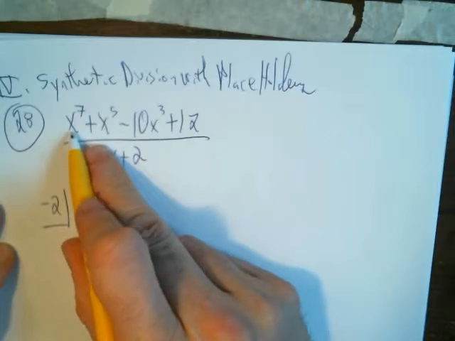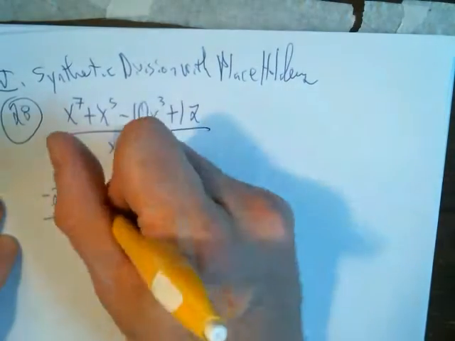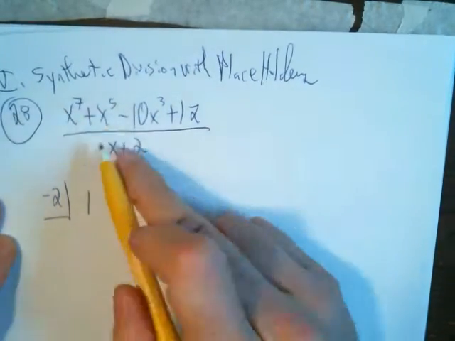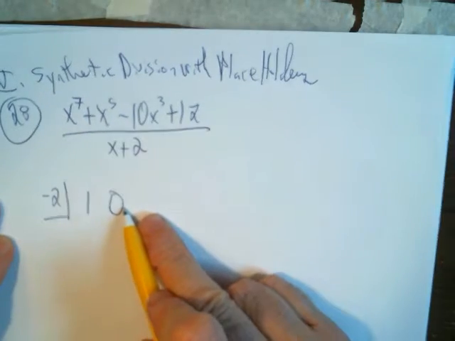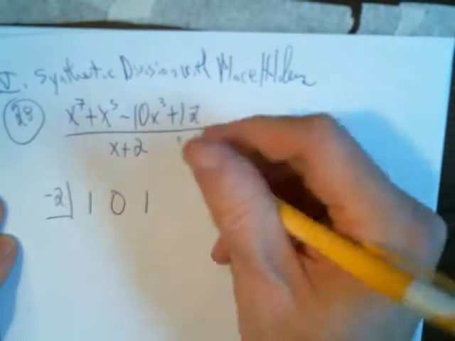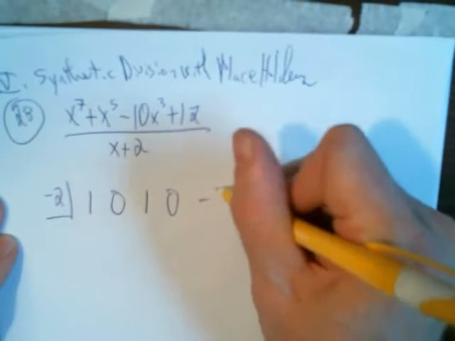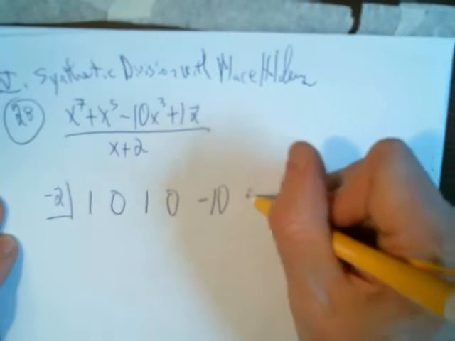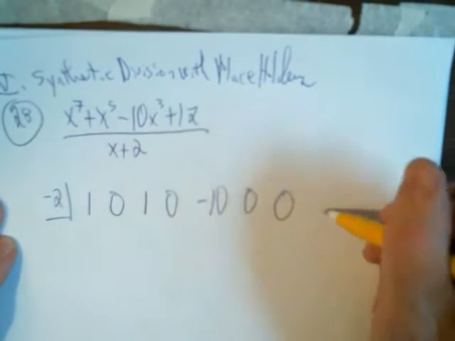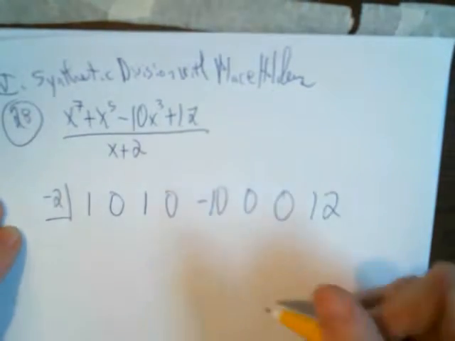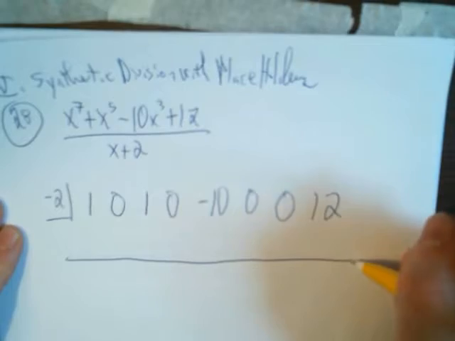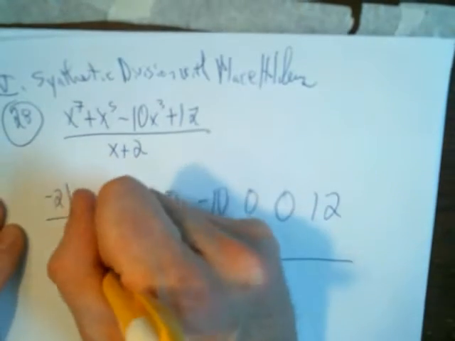And then you put 1 for x to the 7th, and then 0 for x to the 6th, which is missing, so we need that placeholder. And then 1 for x to the 5th, 0 for x to the 4th, negative 10 for x cubed, 0 for x squared, 0 for x, and then 12. And then once you get it set up, it's just business as usual.